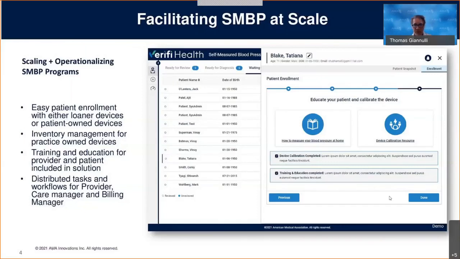Training and education is very important, and obviously we work with the AMA and AHA on Target BP content, which we embed in the solution so that you can have the best education available for practitioners as well as patients. And you want to make sure that when you have a solution like this, you have a thought of a care team. So you have distributed tasks: provider, care manager, billing manager all have separate, slightly different workflows within the solution. So you can then really deploy to a care team setting and scale that effort without additional complexity. Next slide.